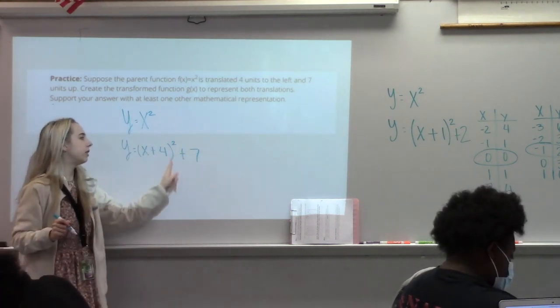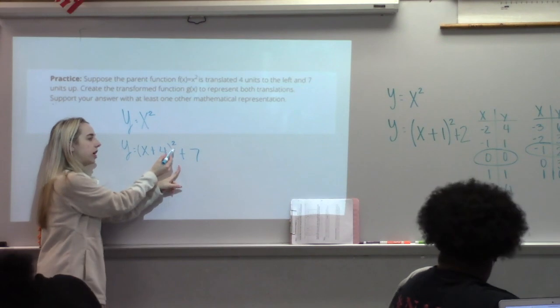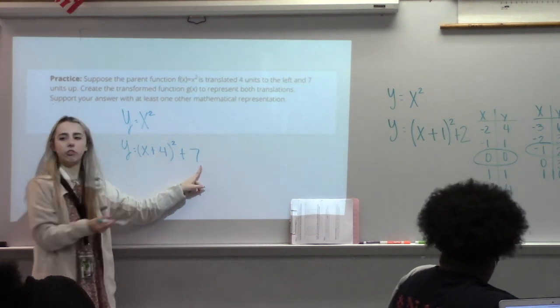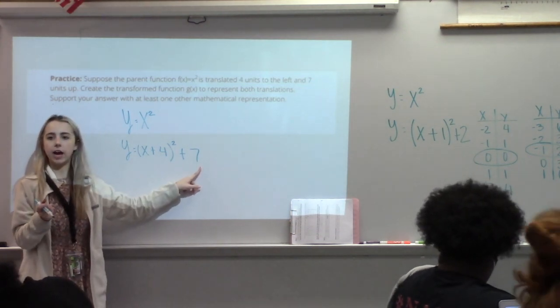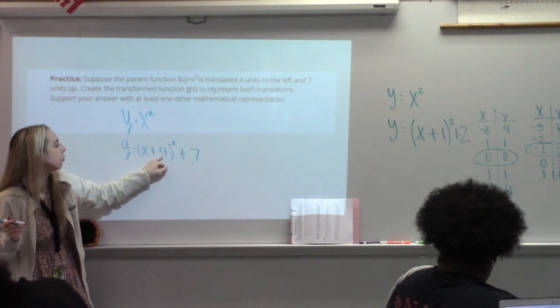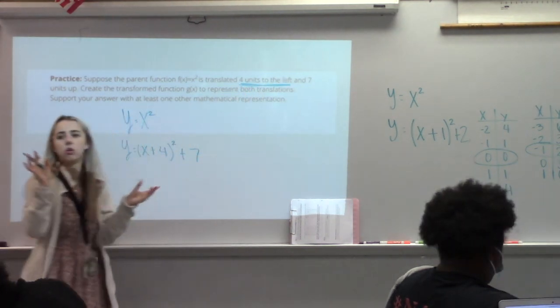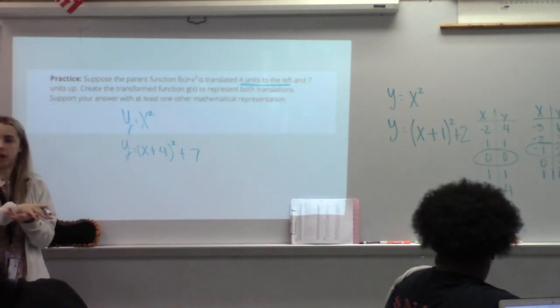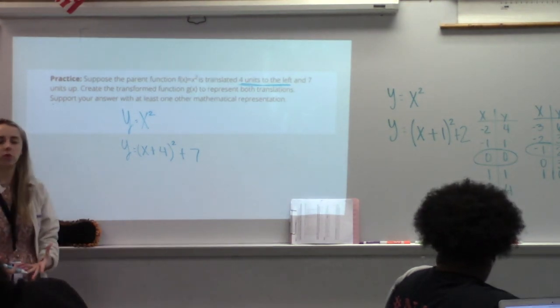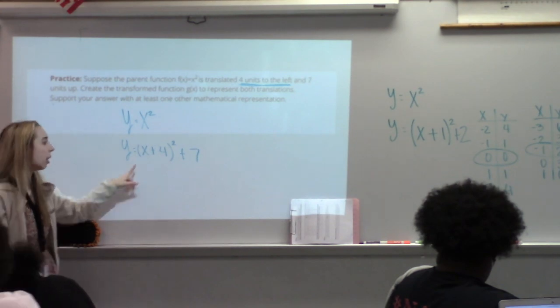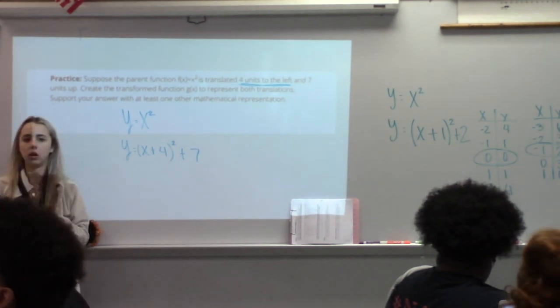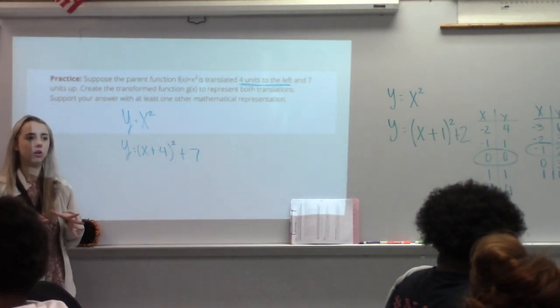Where is this plus 7 in relation to my function's main operation? On the outside. Okay? And then this x plus 4, remember even though we went 4 units to the left, you have to swap the sign. Think of the inverse when we're dealing with horizontal changes. So that's why it was x plus 4 on the inside.